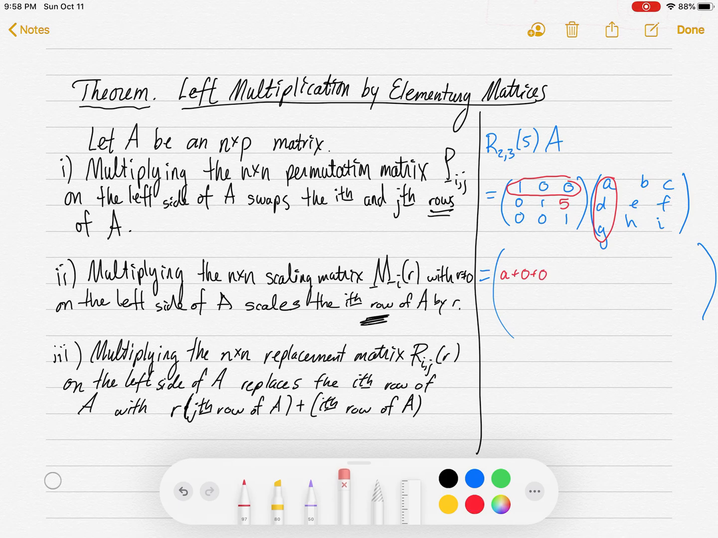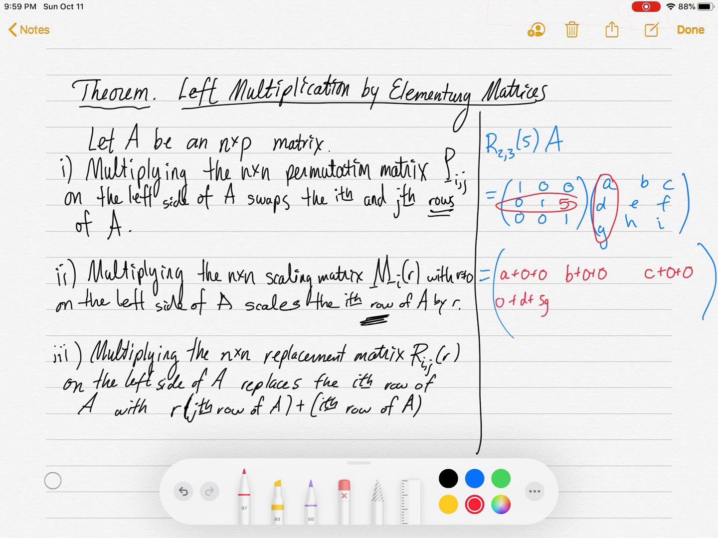Okay, let's do some matrix multiplication. All right, here we go. First row, first column, dot product, A plus 0 plus 0. First row, second column dot product is going to be B plus 0 plus 0. First row, third column is going to give us C plus 0 plus 0.